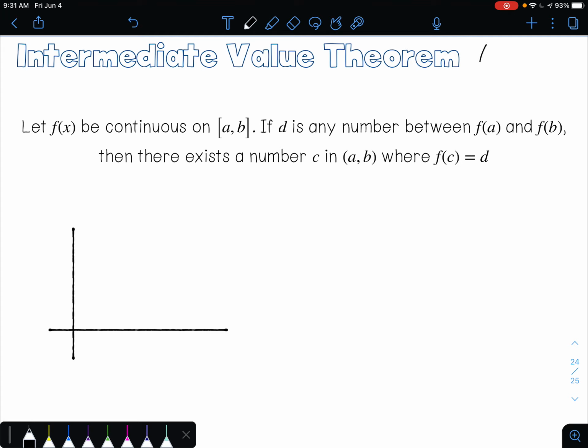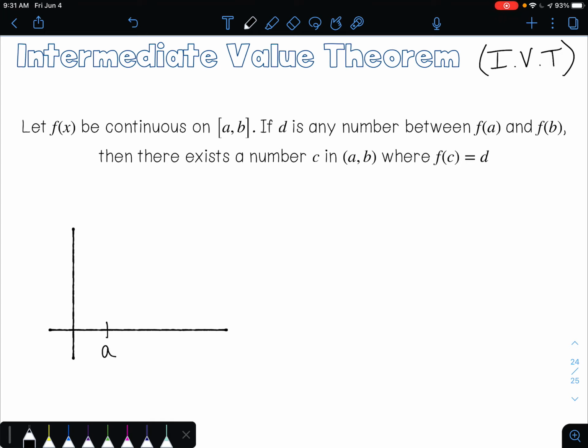So one of the most important theorems that you're going to learn in calculus is something called the intermediate value theorem. We often abbreviate this as the IVT. So if you're talking to anyone who knows calculus and you say IVT, they're going to know you're talking about the intermediate value theorem.